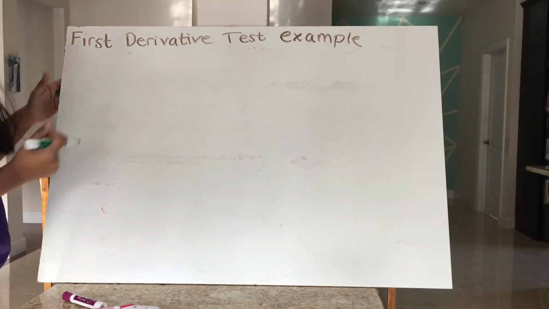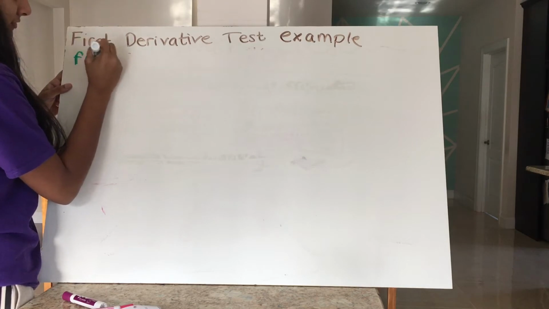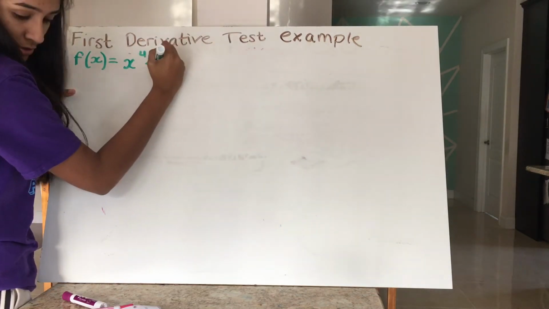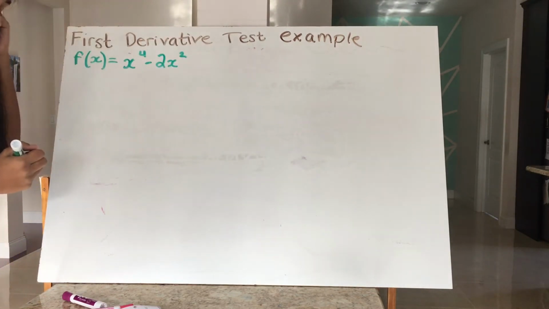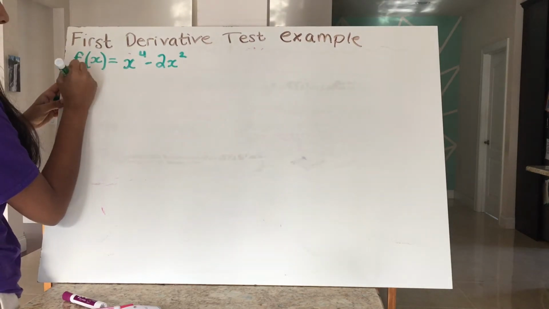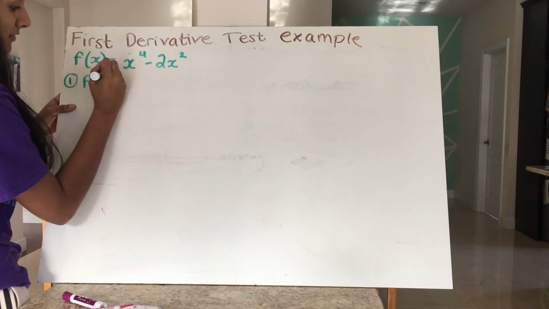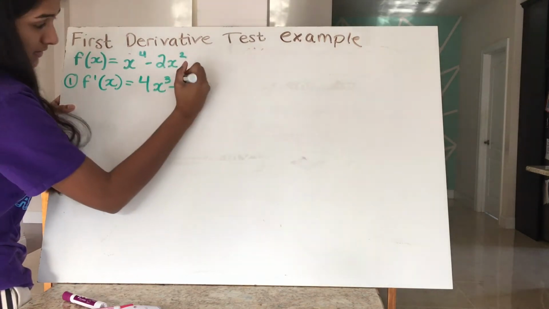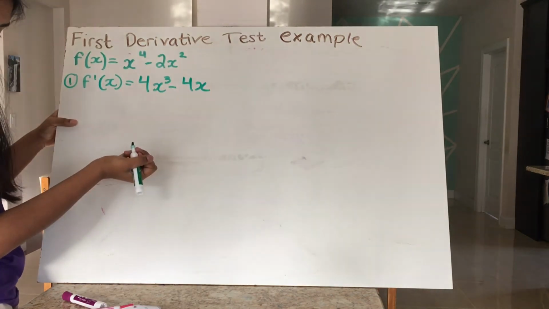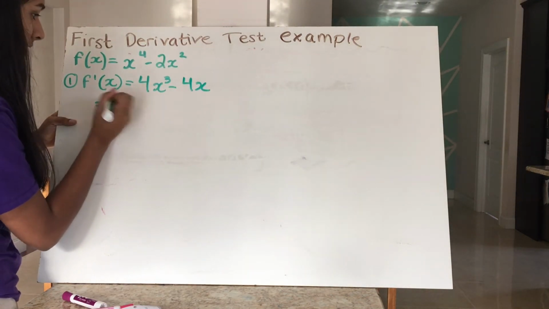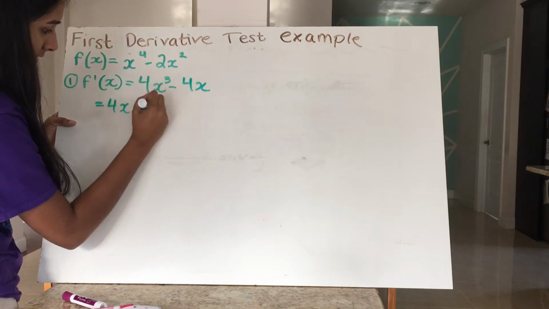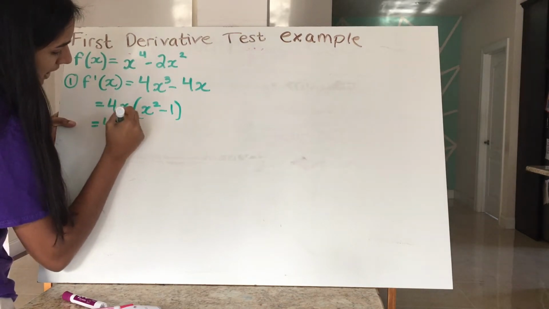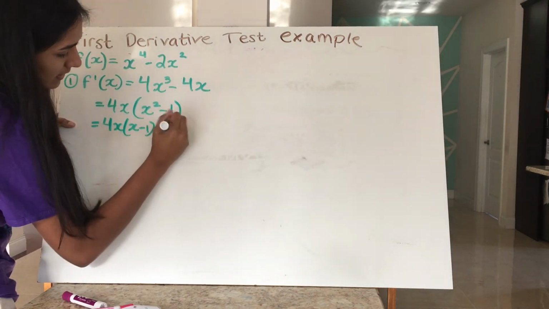So for our first example, we are given the function f of x equals x to the power of 4 minus 2x squared. So first step is find the derivative. So f prime of x equals 4x cubed minus 4x. And from there, we're going to factor that to get 4x times (x squared minus 1), and that equals 4x times (x minus 1) times (x plus 1).